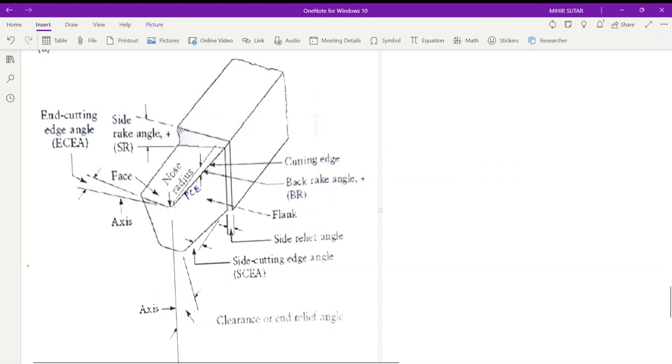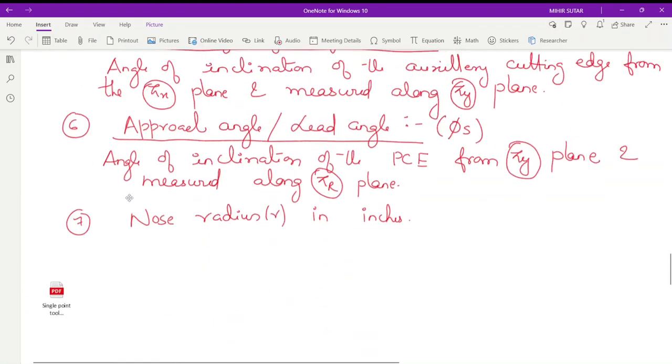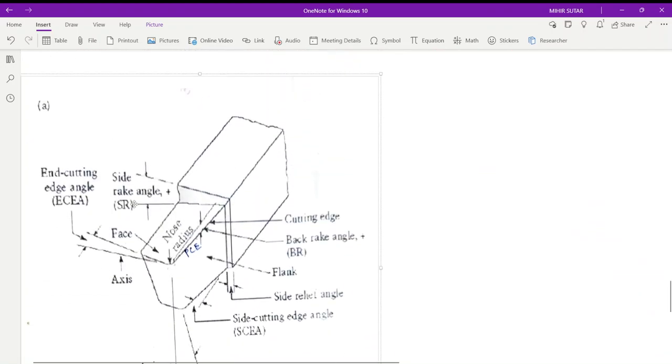This is the side rake. This is the side cutting edge angle. This is the side clearance angle. This is the flank surface. This is the face of the tool. This is the end cutting edge angle. This is the end clearance angle. So here you can see all these angles in this figure.